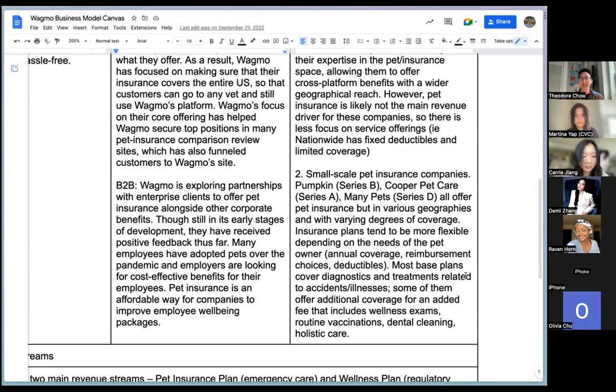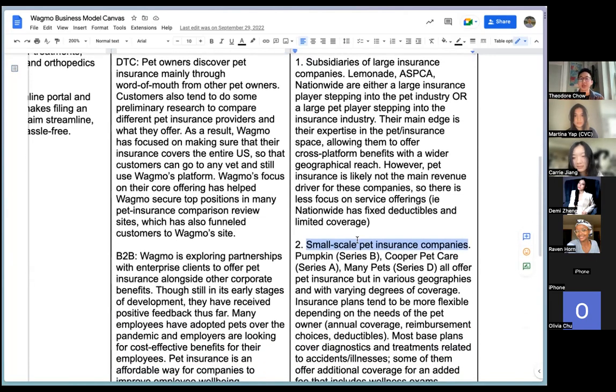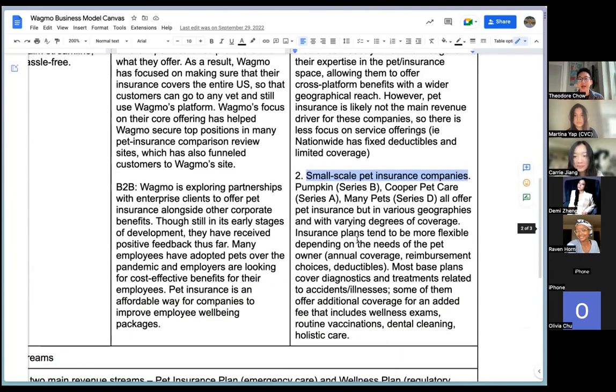And insurance plans tend to be more flexible depending on the needs of the pet. So these, I feel like, are the most similar to Wagmo, because they are also focused on a very small niche, or a very small geography, and they also tend to offer a more flexible plan that covers more things. So the number two, small scale insurance companies, are the most akin to Wagmo's business model.